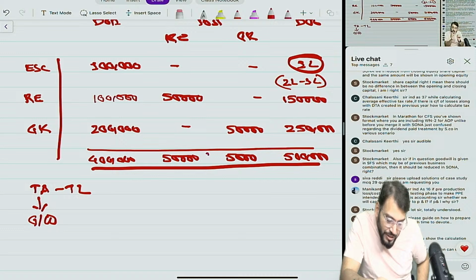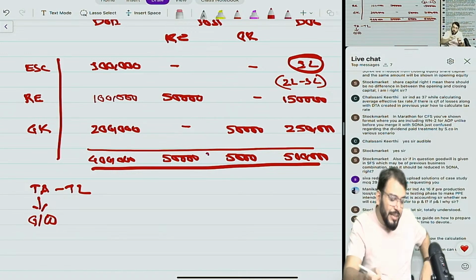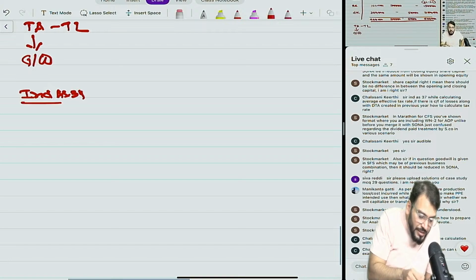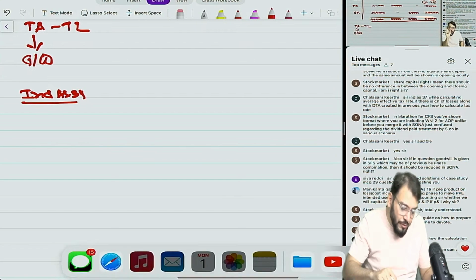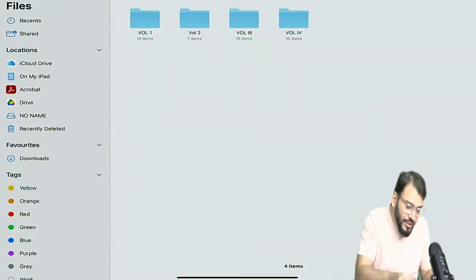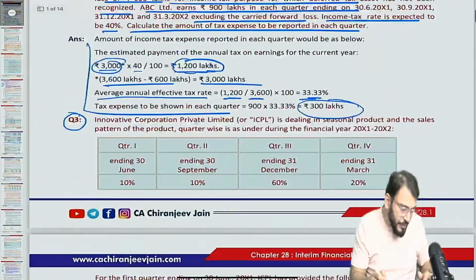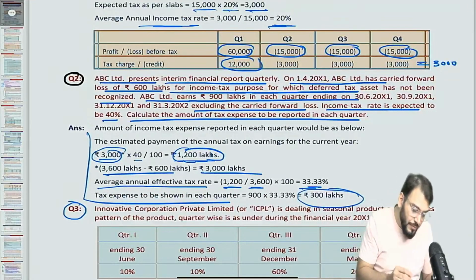Yes, sir. What Kirti is saying, can you show the calculation with the amount? Let me take one question. We are taking one question of Ind AS 34. Better I will take a question from the ICAI study material, Ind AS 34. One question I will take. So I can take this question.